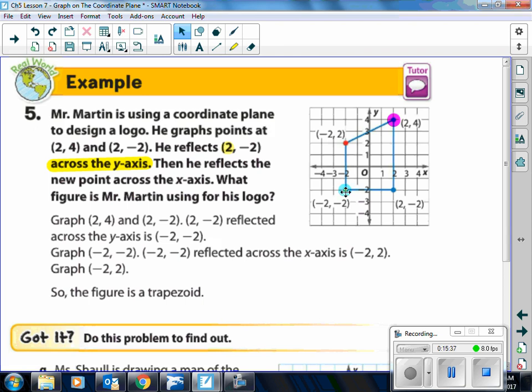Then he's going to take that new point and reflect it across the x-axis. If I'm reflecting across the x-axis, that means that the y value is going to change to the opposite. So this is going to become negative 2 comma positive 2, which is right there. So what kind of figure is this? This is a quadrilateral, but a special kind of quadrilateral. It is a trapezoid. Okay?